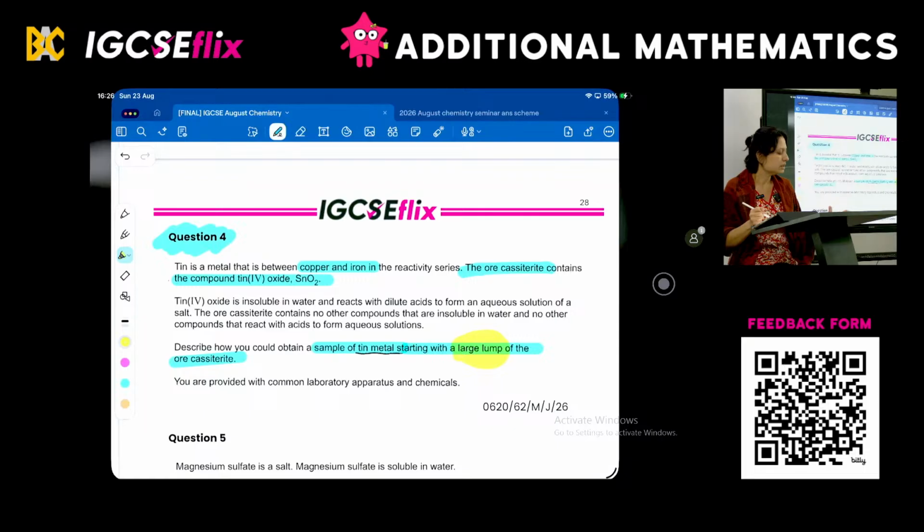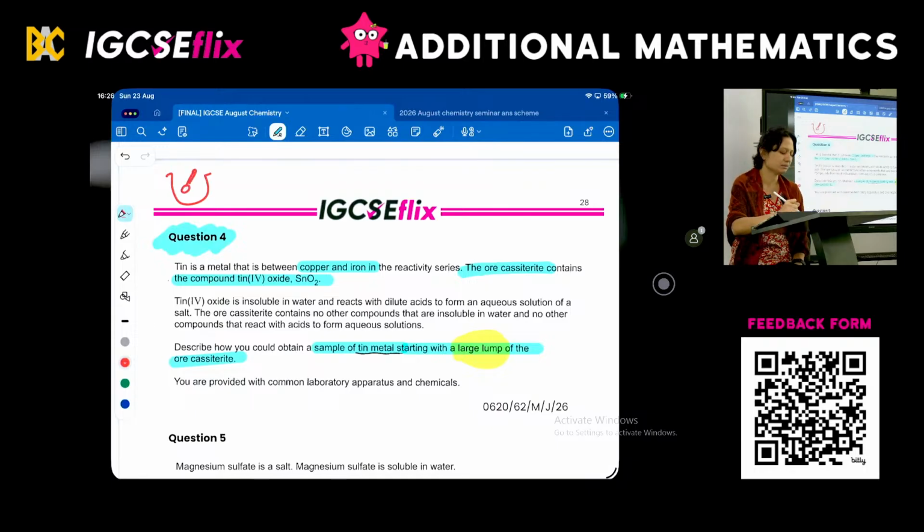Now, they have asked this many times. Sometimes they ask copper, sometimes they ask other random stuff, but it's always the same thing. Now if something is a large lump, what must you do first? Crush it. This one is not an experiment where you need variables. Not all experiments got variables.